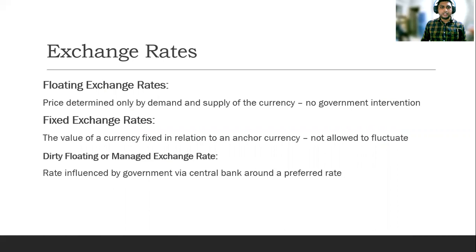Exchange rate. There are three types of exchange rate. One is the floating exchange rate, which is determined only by the demand and supply of the currency, with no government intervention here. Fixed exchange rate, where the value of a currency is fixed in relation to an anchor currency and not allowed to fluctuate. And dirty floating or managed exchange rate, influenced by the government via the central bank around a preferred rate.